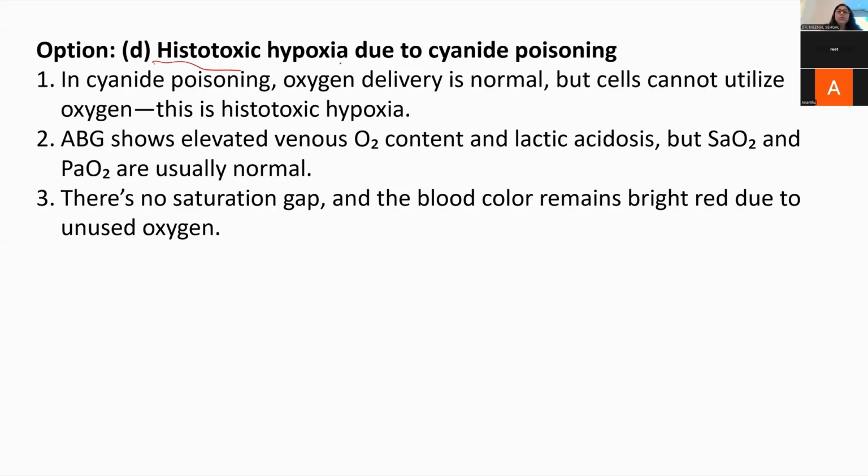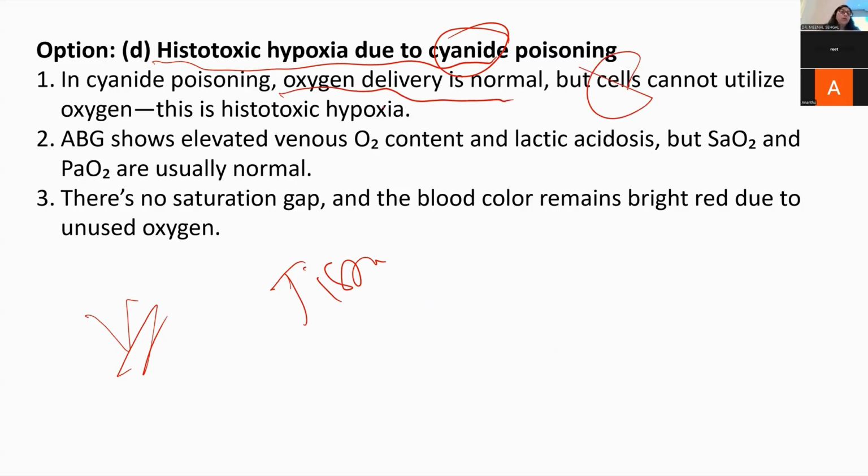Histotoxic hypoxia due to cyanide poisoning. Now, this is another condition where there is tissue hypoxia. The blood is normal, there is no hypoxemia. In cyanide poisoning, oxygen delivery is normal, but cells cannot use this oxygen. This is histotoxic hypoxia. Now, ABG will show elevated venous oxygen content and lactic acidosis, but saturation and PO2 remain normal. No saturation gap, and blood color remains bright red due to unused oxygen.